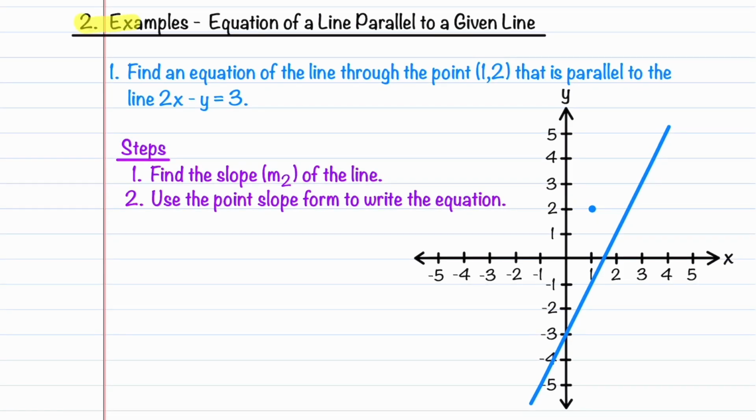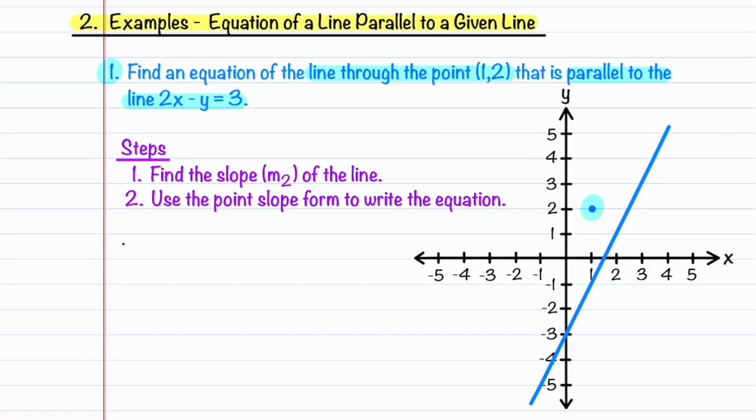Let's now walk through some examples where we're going to find the equation of a line that is parallel to a given line. In our first example, we want to find an equation of the line through the point 1, 2. I have this point marked down in our graph right here. And we want this equation to be parallel to the line 2x minus y is equal to 3, and that's the line I have graphed in blue. I wrote down some steps that will help us walk through this problem.